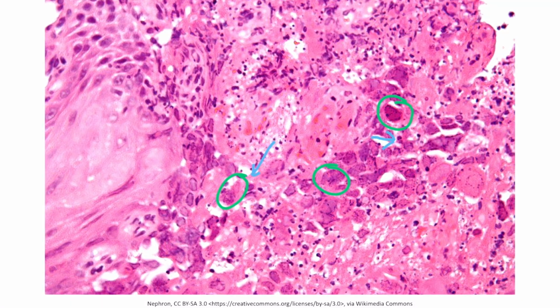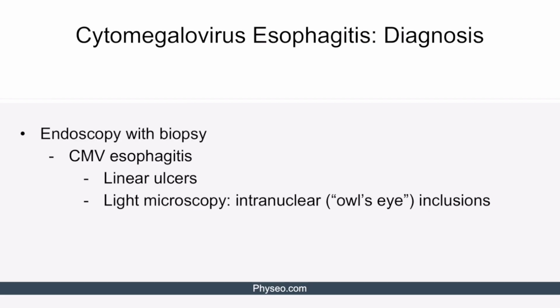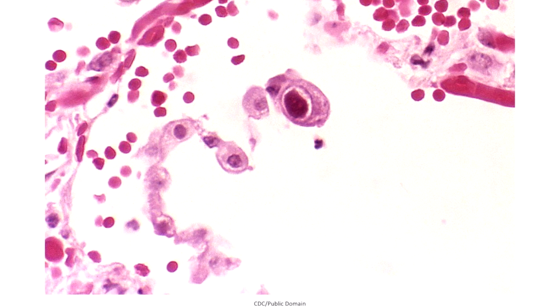Let's move on to endoscopic and biopsy findings of cytomegalovirus esophagitis. Endoscopy shows linear rather than circular esophageal ulcers. Light microscopy, on the other hand, will show intranuclear owl's eye inclusions. Here we see the biopsy image showing these intranuclear owl's eye inclusions.